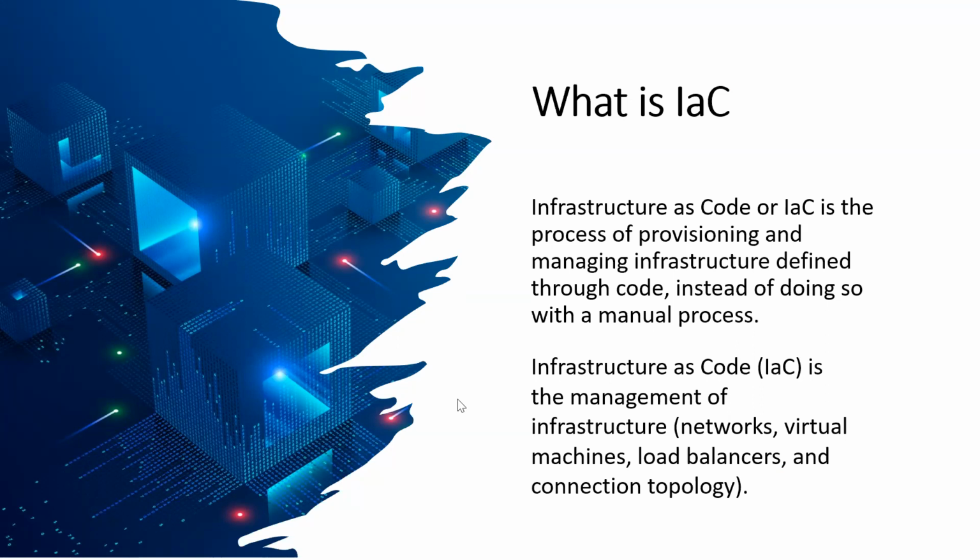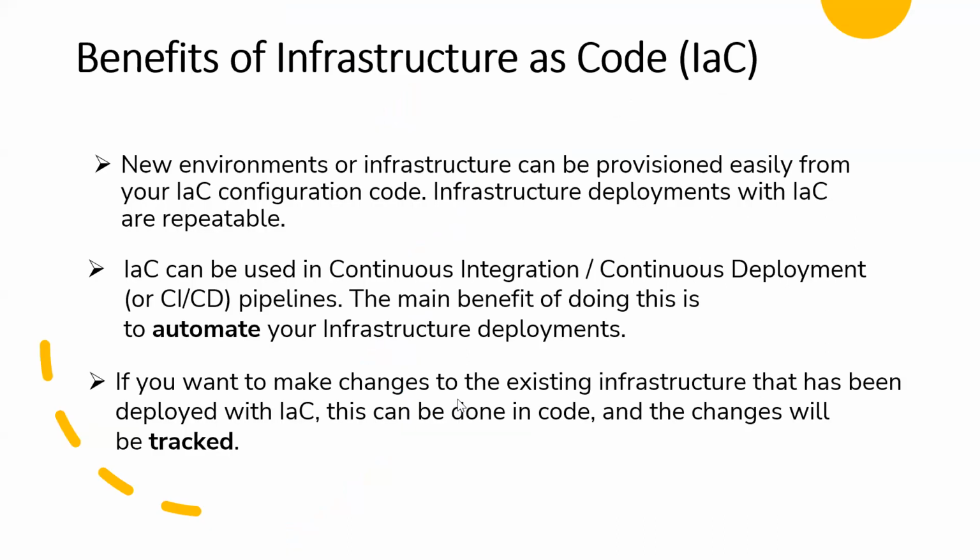Infrastructure as code is the management of infrastructure like networks, virtual machines, load balancers, and connection topology. Not only the things I listed here, you can do all the services. There are 200 plus services in AWS, so you can provision any service based on the requirement by using IAC. So let me go to the benefits of this infrastructure. Why do you want to use it? When do you want to use it?